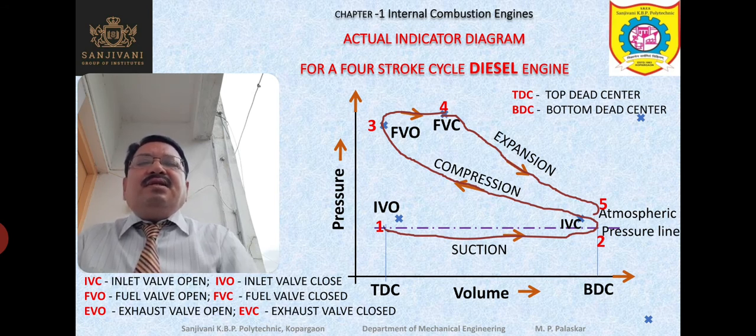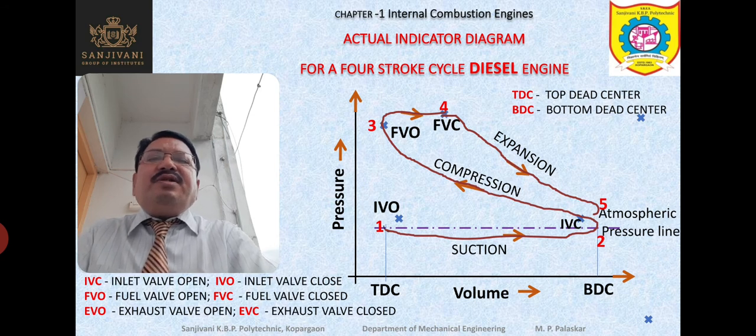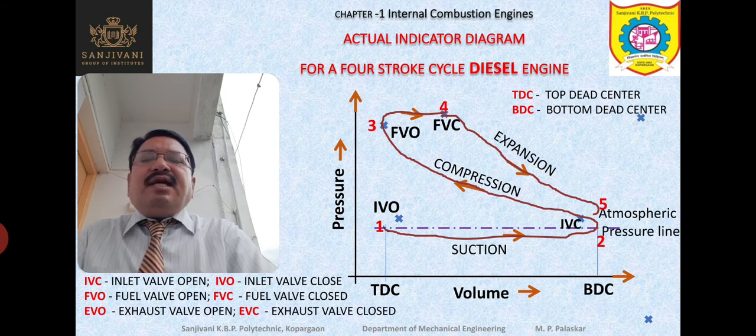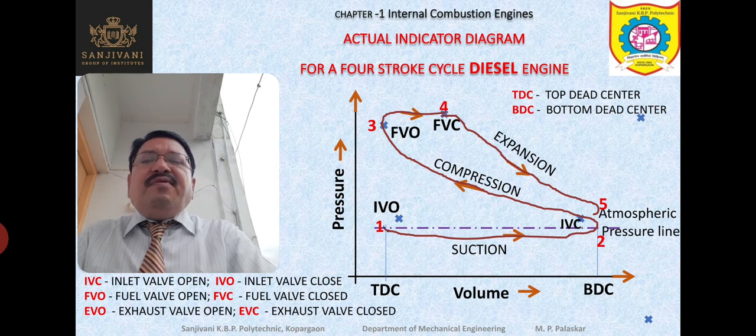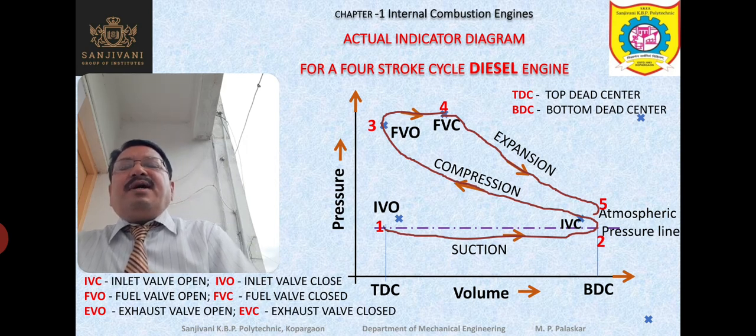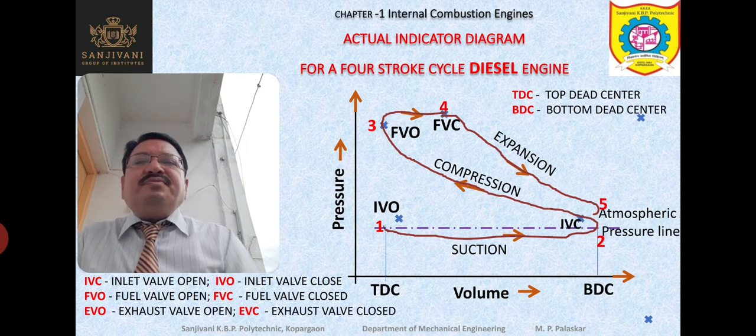But since the expansion process takes place, you will find that the pressure goes on decreasing during the expansion process, but the piston is moving from the top dead center to the bottom dead center, and force is acted on the piston, therefore power is being produced. So this is the expansion process 4-5.